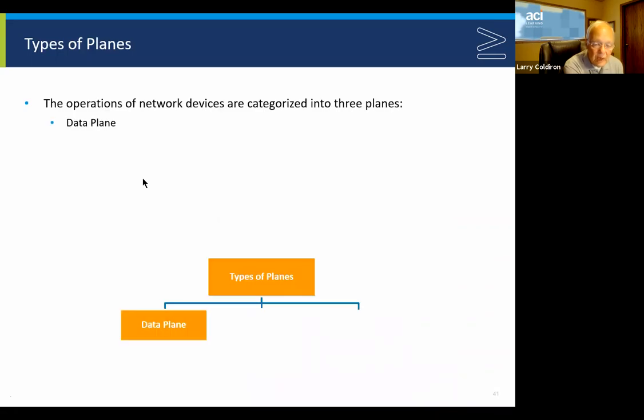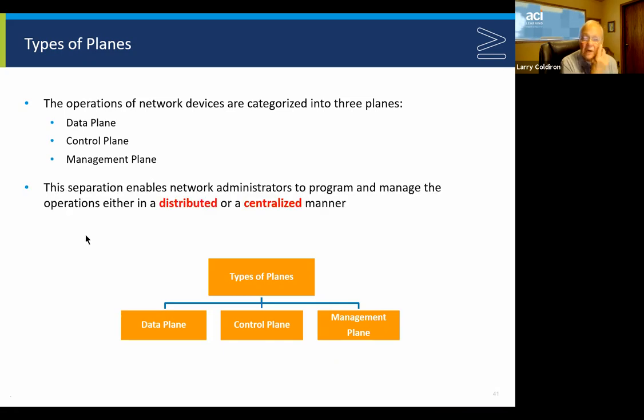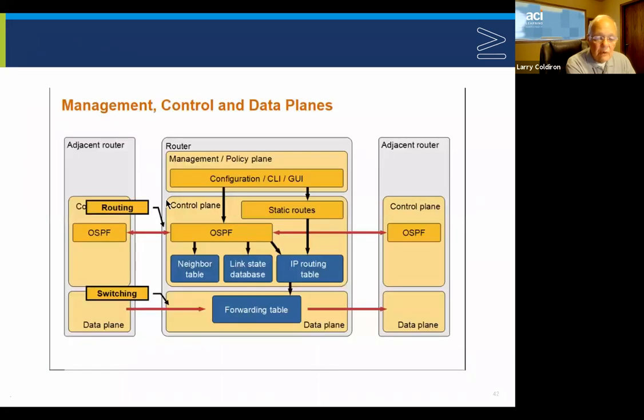The planes that we have, the data plane, the control plane, and the management plane, are going to be used for these things. Separation, to program and manage operations either in a distributed or a centralized manner. Distributed means that we go to one device at a time. Centralized management means sending the commands to the devices from our central location.